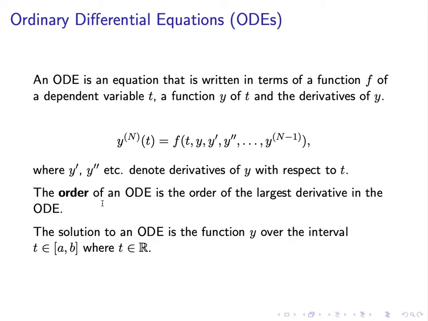Okay, well the order of the ODE is simply the order of the largest or highest derivative in the ODE. So here we can see we have order n, and here we've got n minus 1, so this is an nth order ODE. And the solution to this ODE is this function y. Okay, so that's what we're trying to find. And that will be the solution over some domain of t.